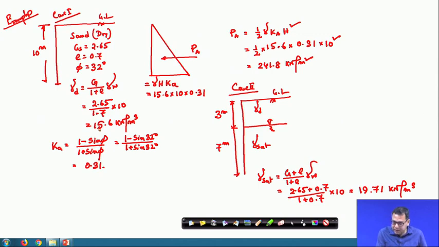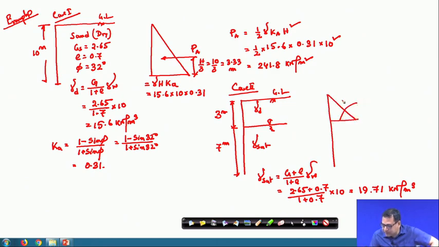And here one thing: your Pa is acting at H by 3, so that is 10 by 3, that is 3.33 meter from the base of the wall. Now, in this case, if the water table is considered, is it the same case up to the water table?